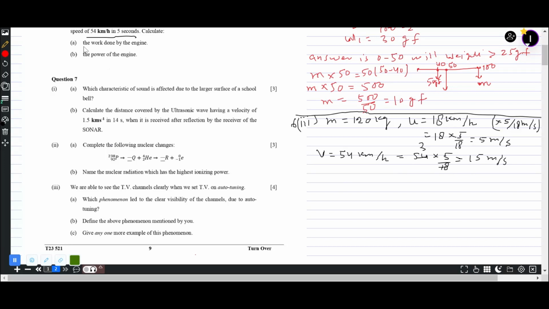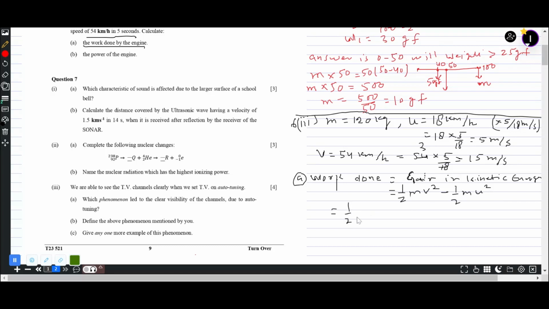Question number 1 is, what is the work done by the engine? So we are doing part A. Work done by the engine will lead to a gain in energy. There is no other parameter. Which energy? Kinetic energy. What is the kinetic energy of a system? That is half mass into velocity squared. That is half mv square minus half m u square, because this already had some kinetic energy. It had some velocity in the beginning.